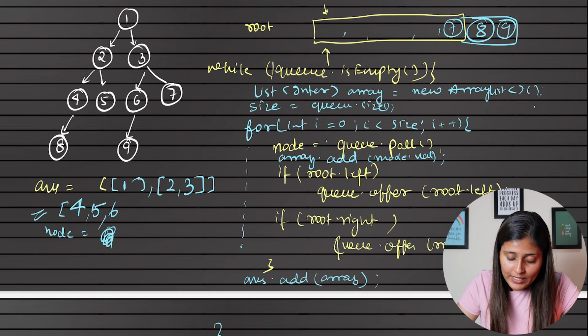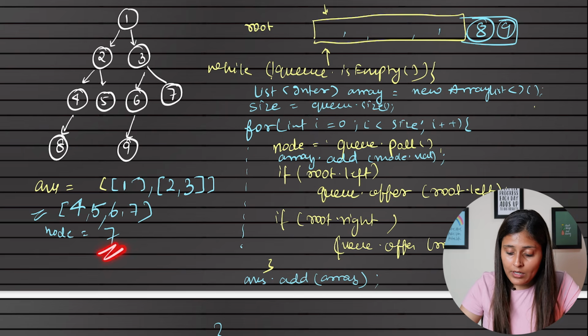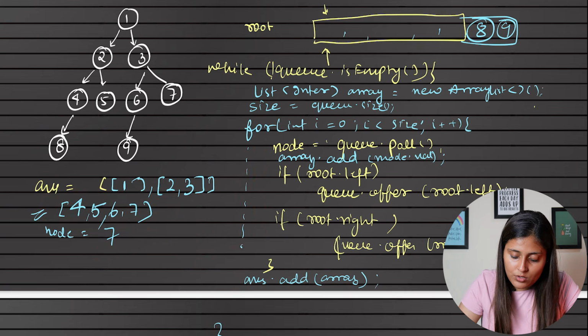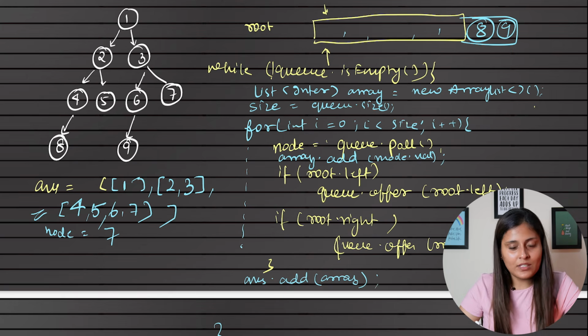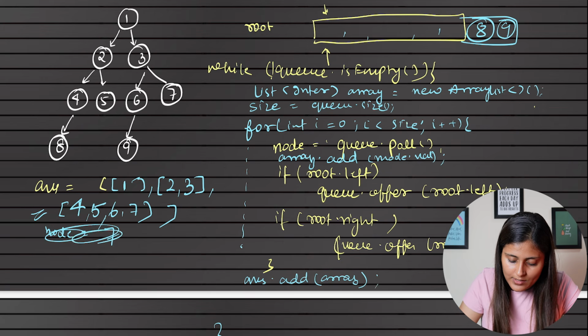Now next time 7 will get popped out. 7 will get inserted in the list. Okay. Node value 7. Now the for loop will break and in the answer we will insert this level here. Okay. So we will insert here. That's it. Next time again we will create a new list.